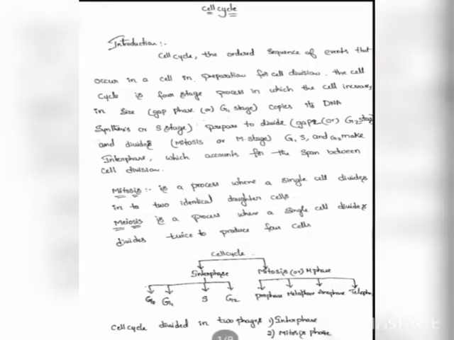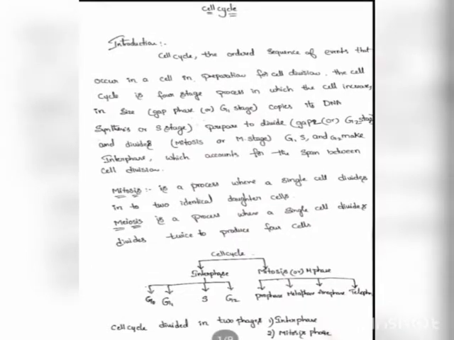Gap phase or G1 phase, the cell grows. Synthesis or S phase copies its DNA. G2 stage or gap 2 prepares to divide, and then divides in mitosis or M stage. G1, S and G2 make up interphase, the span between cell divisions.